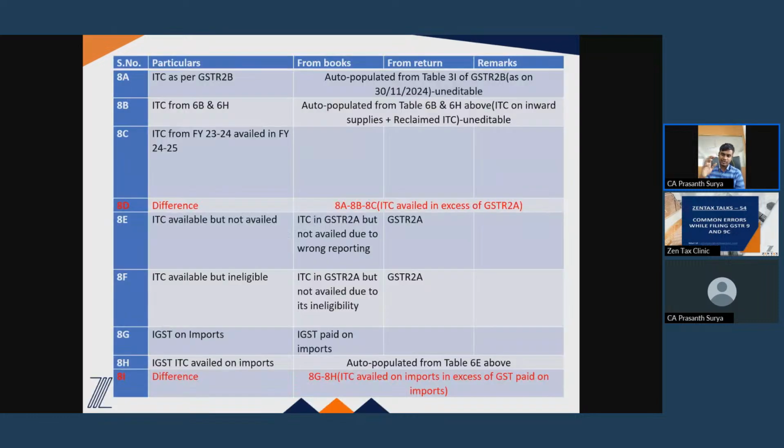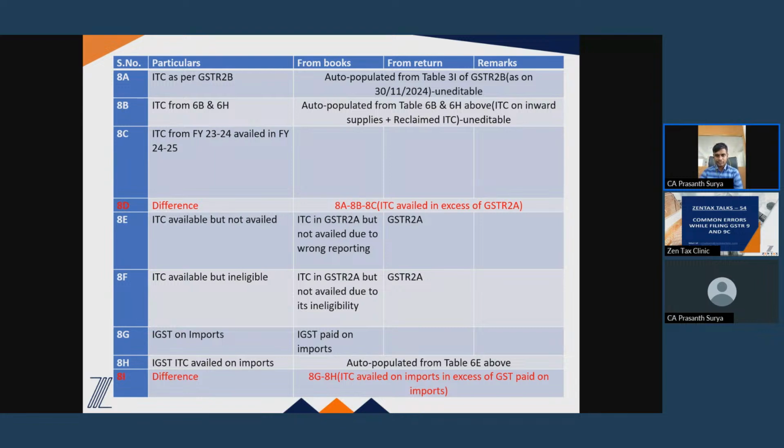Table 8F is ITC available, that is, motor vehicle ITC that was reflected in GSTR2B. We all know that whether it is eligible or ineligible, except the place of supply ITC, every ITC will get reflected in our GSTR2B. We should only decide whether it is ineligible or eligible to us. So whatever ITC is in GSTR2B that we have not availed, we should report in table 8F.